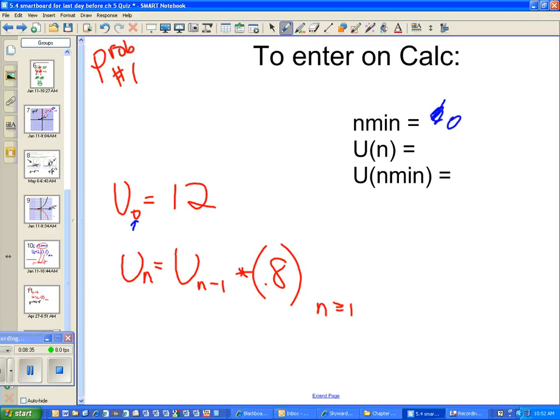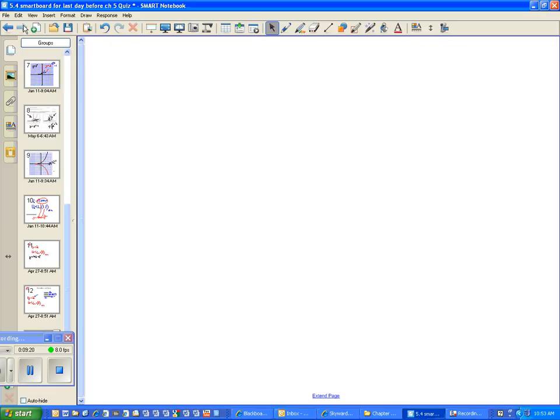And u sub n is equal to u sub n minus 1 times something in parentheses. You could just go right to the 0.8 if you wanted to, or you could say 1 minus 0.2. Either way is going to be 0.8, right? And then the last thing I need is something right here. What haven't I told the calculator yet? The 12. n min is 0, so basically this is saying u sub 0 equals. Well, that's what it wants to know right there. U sub 0 is what? 12. So once you put that on your calculator, it'll tell you multiple terms. So you're going to see that on your homework too. All right, that's all there is to it.